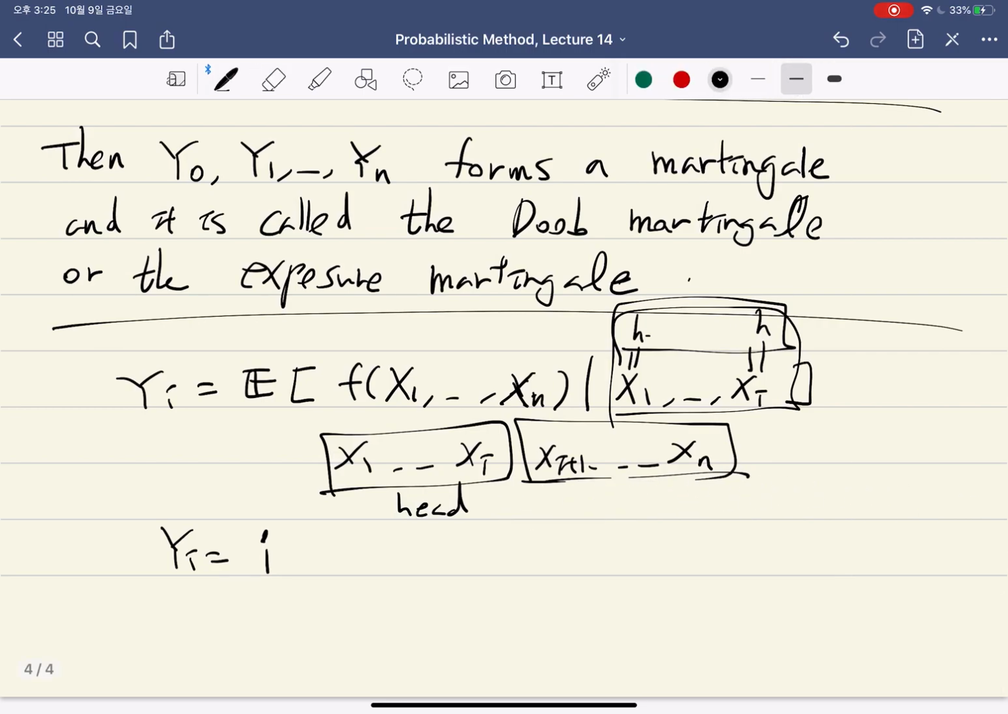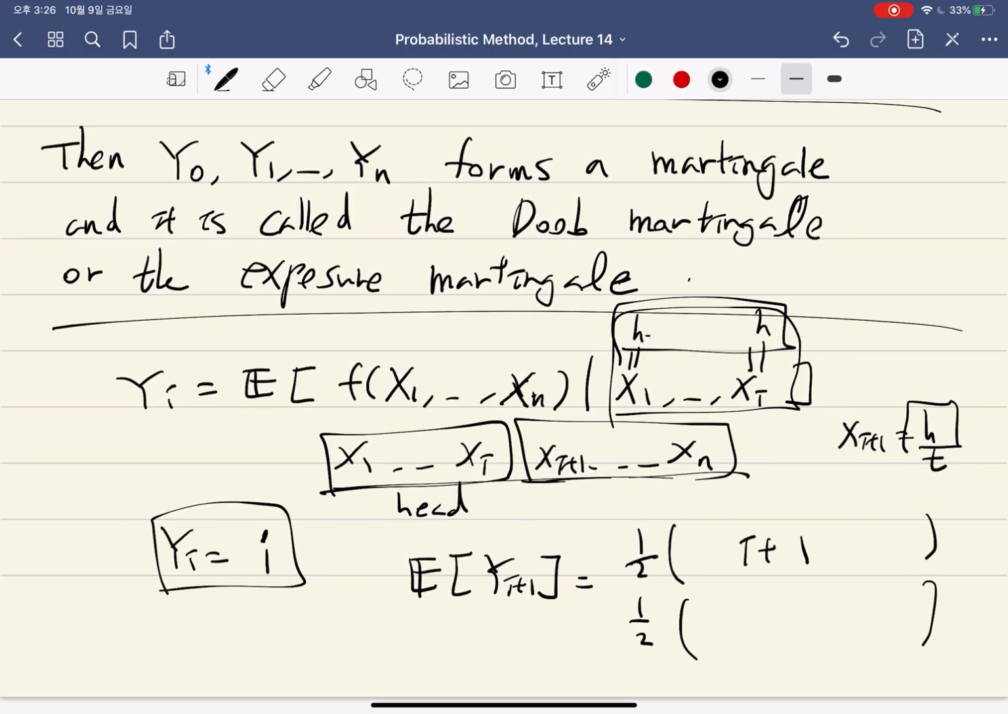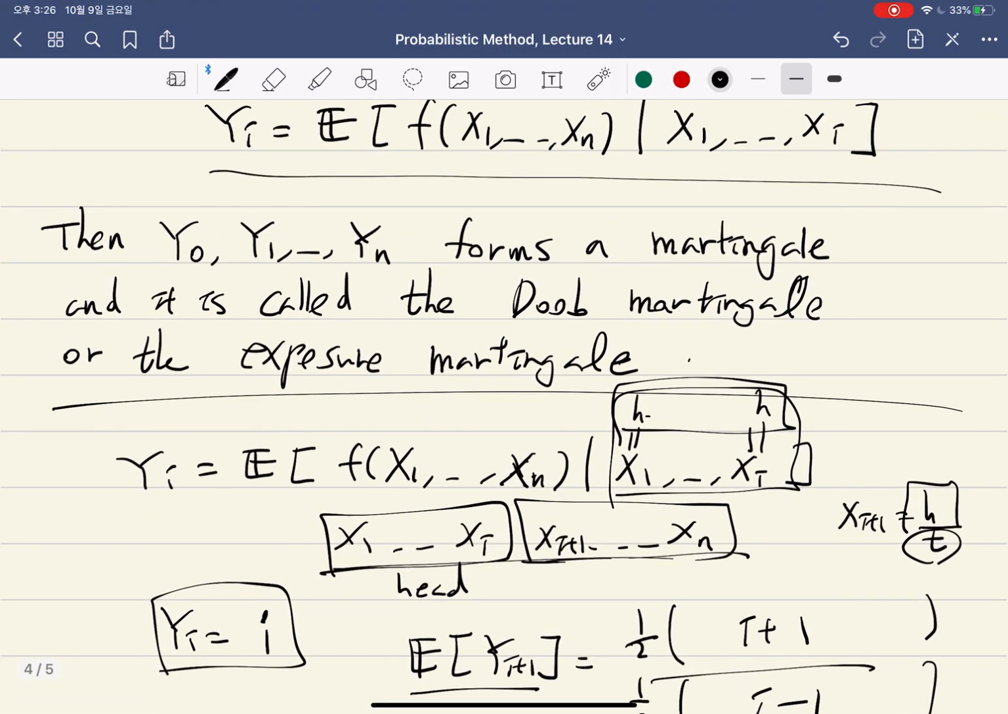And assuming this, you can actually check that this is a martingale, because what's the expectation of yi+1? Then, by the formula for expectation, it's a summation of two things. So xi+1 could be head or tail with probability half. If it is also head, then by the same logic, yi+1 is i+1. And if it is tail, then by the same computation, this is i-1. So this summation is the same as yi. So you can check that this is a martingale.